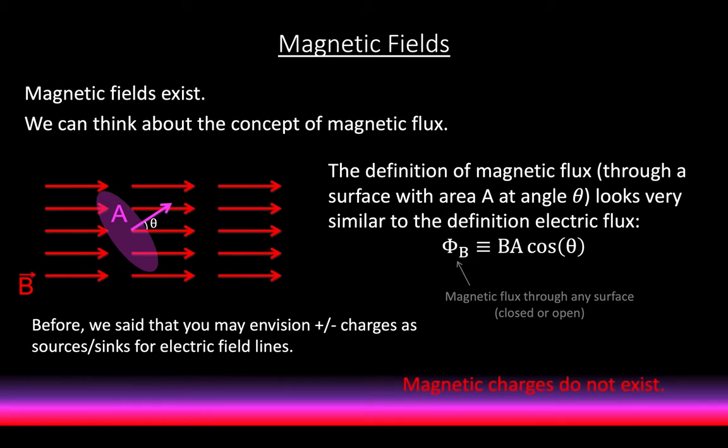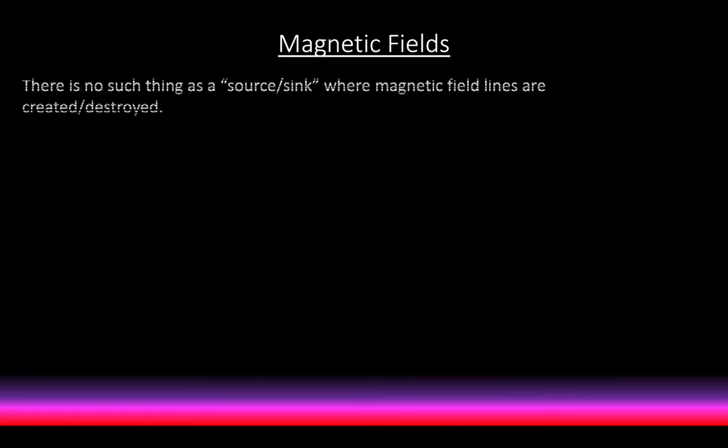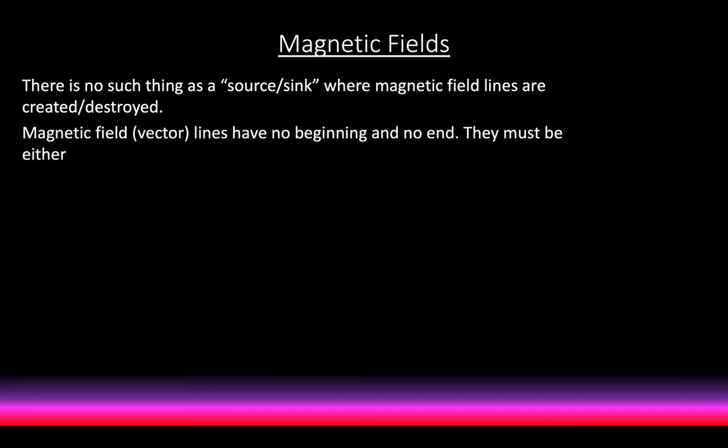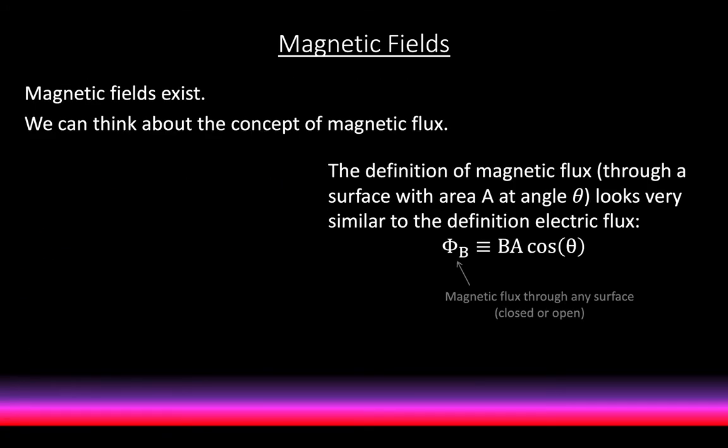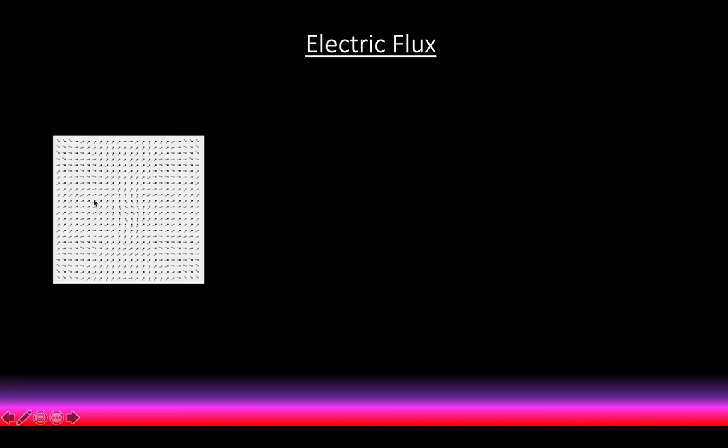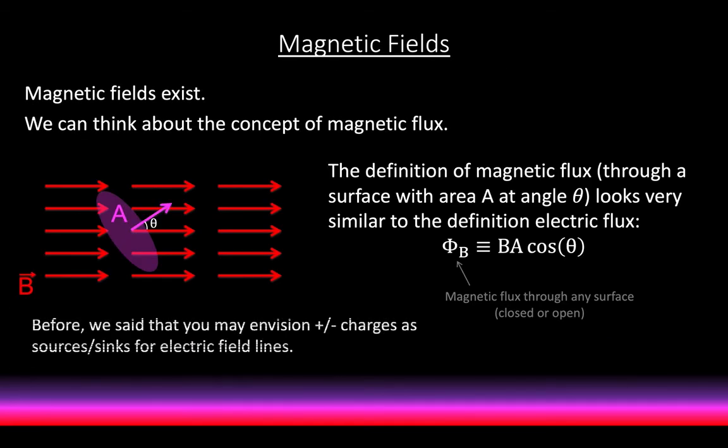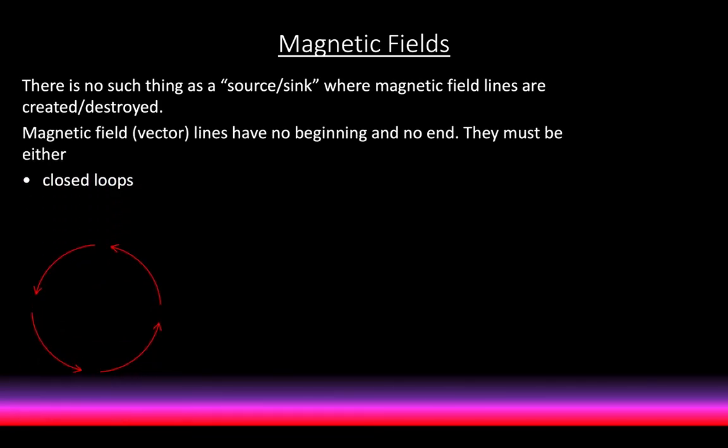Now, magnetic charges, unlike electric charges, do not exist. So this is going to have an interesting consequence. There's no such thing as a source or a sink in terms of magnetic field lines. And as a result of this, magnetic field lines have no beginning and no end. So if you think of arrows, kind of like in the previous slide, if these arrows have no source or no sink, no location where the arrows are coming out of or going into, there are two possible geometries for a magnetic field. A magnetic field could be either in a closed loop, because a closed loop has no beginning and no end, or a magnetic field could be infinitely long, because if you're infinitely long, you have no beginning and no end. You extend out to infinity.